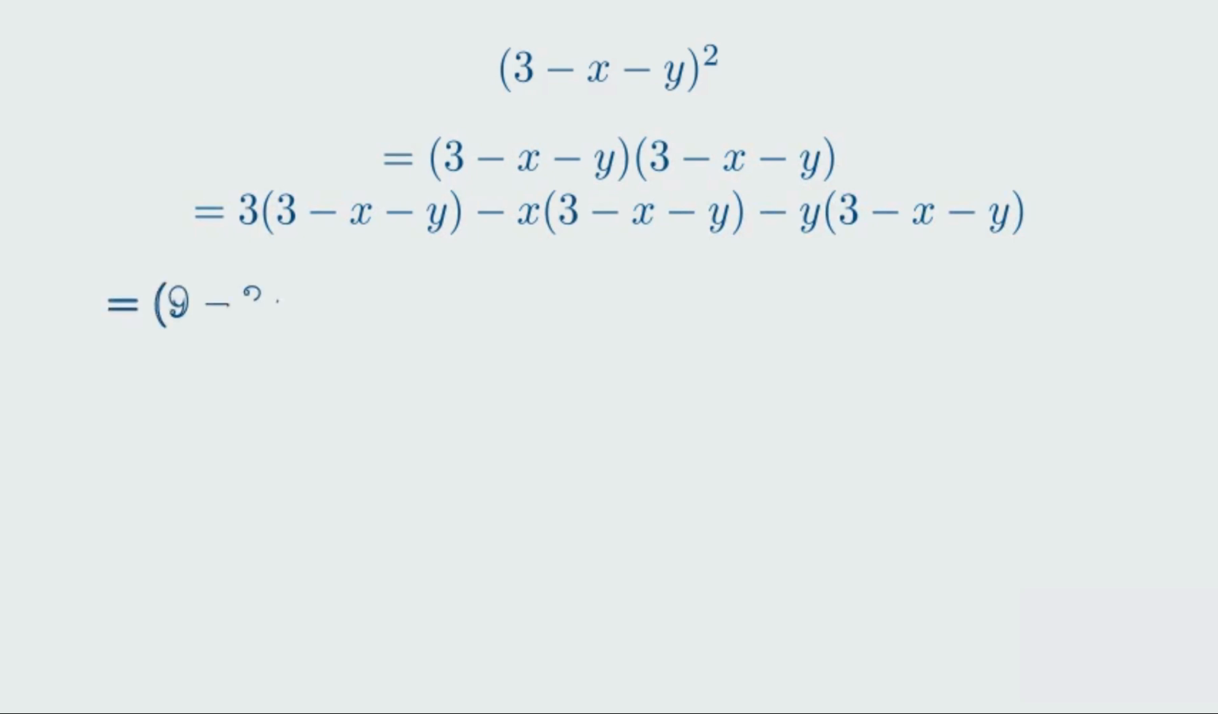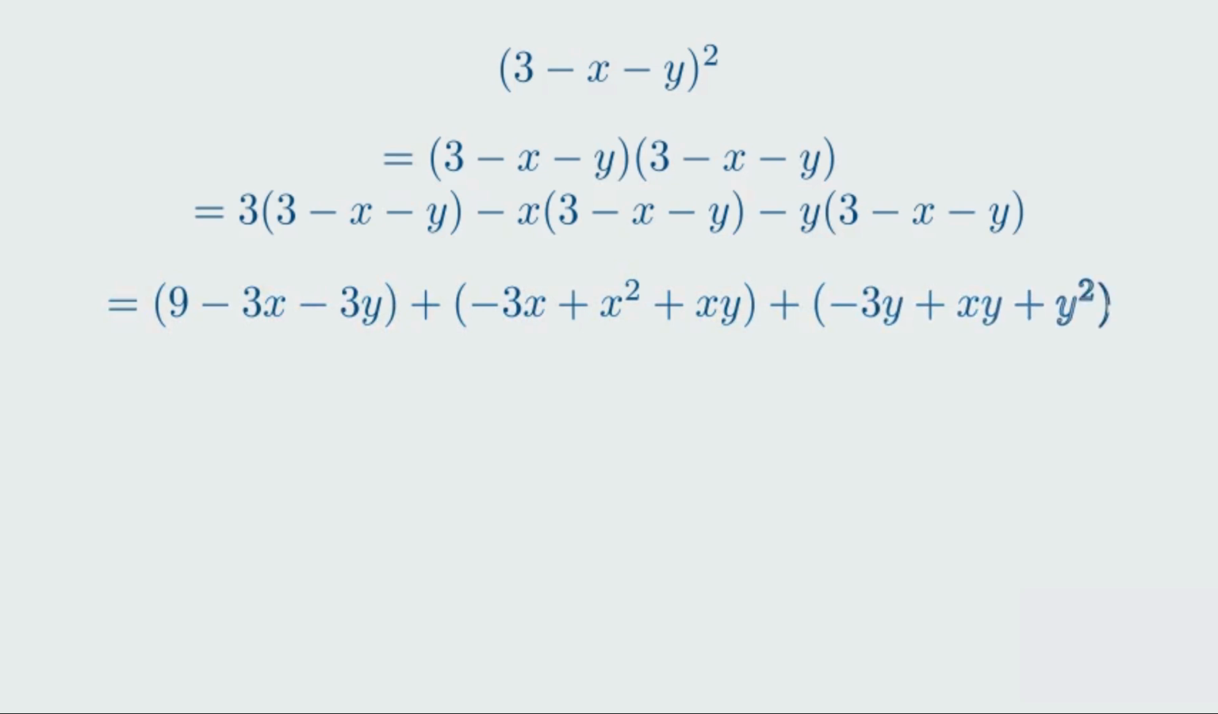After expanding, we get 9 minus 3x minus 3y minus 3x plus x squared plus xy minus 3y plus xy plus y squared. Let's collect the like terms. X squared, y squared, the two xy terms, the x terms, the y terms, and the constant. This simplifies to x squared plus y squared plus 2xy minus 6x minus 6y plus 9. This is the expanded form of our squared term.